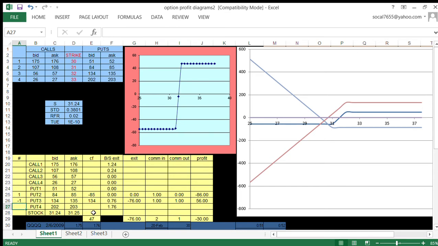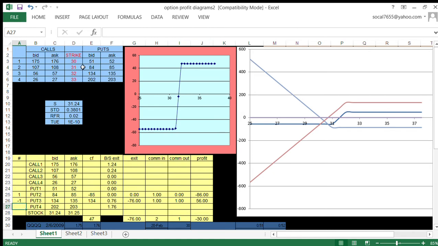And we notice something interesting. Since we're selling one contract of the right to sell stock at $32 a share, and we're buying a put that involves the right to sell at $31 a share, the 32 strike put, the right to sell at 32, will almost always be higher than the right to sell at 31.